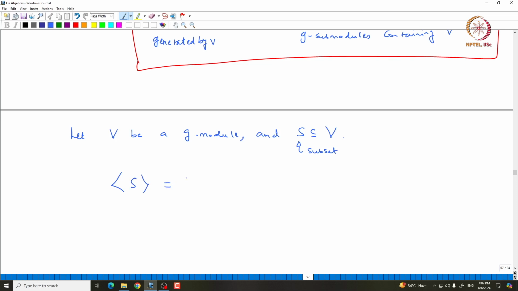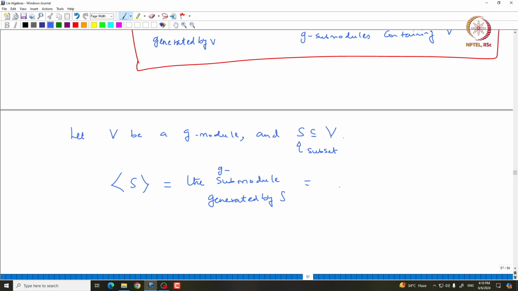So, what is this? By definition, this is the G-submodule generated by capital S. This is the smallest module that contains capital S. It is easy to see that the intersection of G modules will again be a G module. You can take any arbitrary intersection, that does not matter. If we take all possible modules containing S, that set must be non-empty because capital V is there.